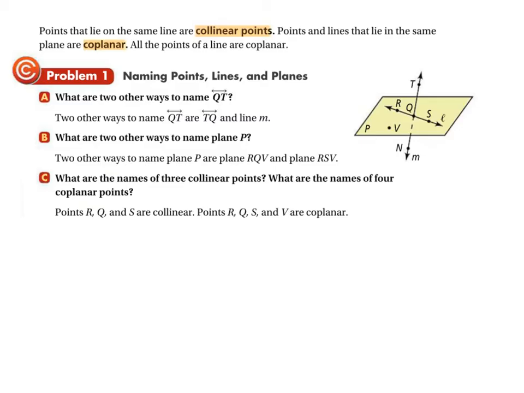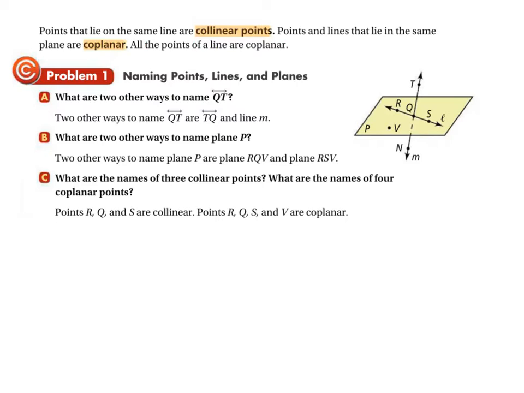Okay, so points that all lie on the same line are collinear. Co meaning they're all sharing, and linear, they're sharing the same line. Okay? Points and lines that lie on the same plane are coplanar. Co meaning sharing, and planar meaning sharing the plane. All the points of a line are coplanar. Since that line is lying on the plane, all the points in the line are also on the plane.